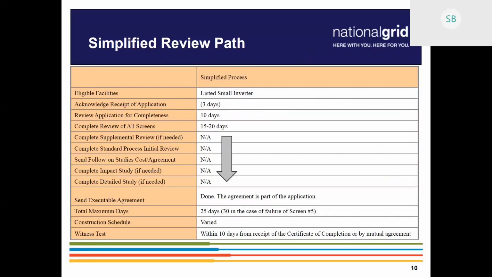So once the completion documents are in, we do our review, and assuming everything there is complete and accurate, I'm going to knock over someone's glasses here.